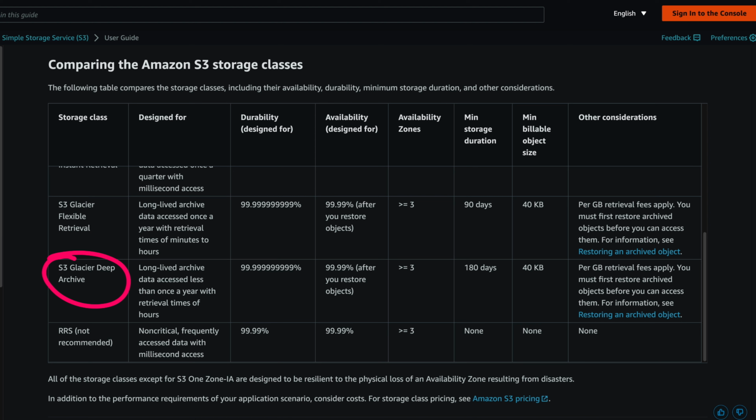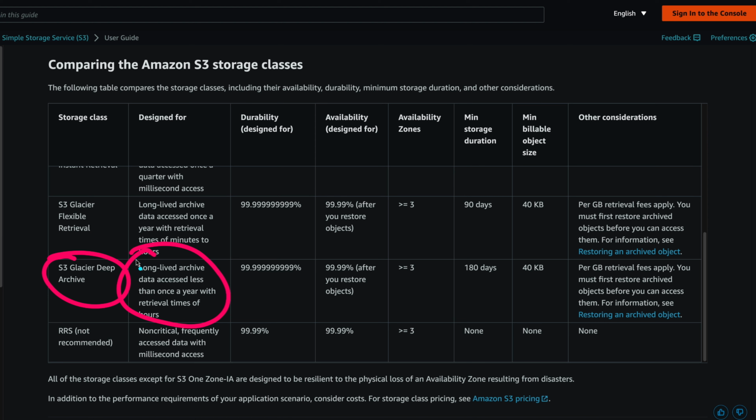Now, this is a very low-cost storage option for very long-lived archived data. That's important to note here. This again is for data that you access less than once a year, but you have retrieval times of up to hours. So if you need quick access to your objects, the Deep Archive is certainly not a tier that you'd want to pick for that use case.